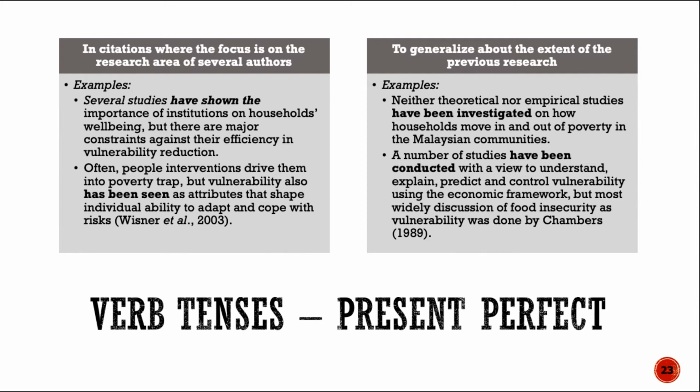but vulnerability also has been seen as an attribute that shapes individual ability. Also we use the present perfect when we generalize about the extent of the previous research. For example, neither theoretical nor empirical studies have investigated household movement in and out of poverty in malnourished communities. Or another one, a number of studies have been conducted with a view to understand, explain, predict, and control vulnerability using an economic framework. But the most widely discussed view of food insecurity as vulnerability was done by Chambers 1989. So this is also an example of where to use the present perfect.